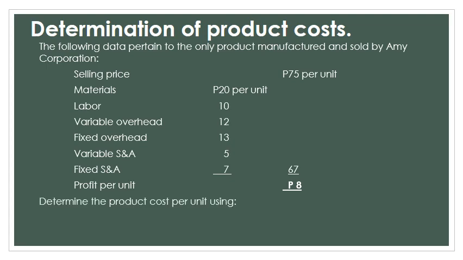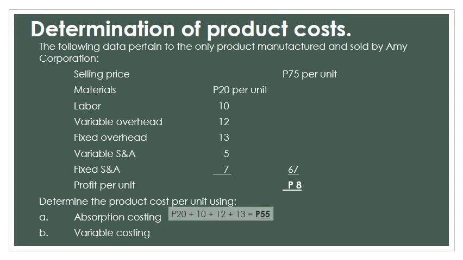Ang requirement or gustong ipahanap sa atin ay yung product cost daw per unit using absorption and using the variable costing. Sabi natin, kapag absorption costing, lahat ng manufacturing cost ay inventoriable or product cost. So, the answer is 55 pesos. 20 na materials, 10 na labor, variable overhead na 12, at 13 pesos na fixed overhead, total is 55 pesos. While doon sa variable costing, hindi natin ini-include si fixed overhead. Kaya, ang answer natin is 42 pesos. So, that would be all.